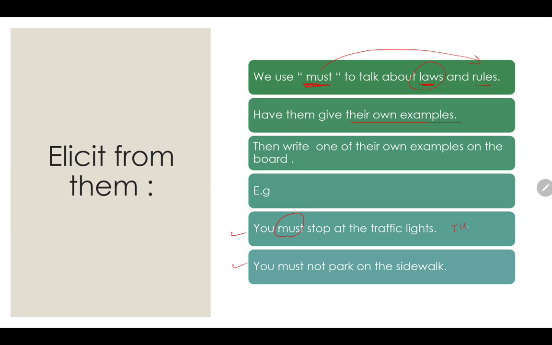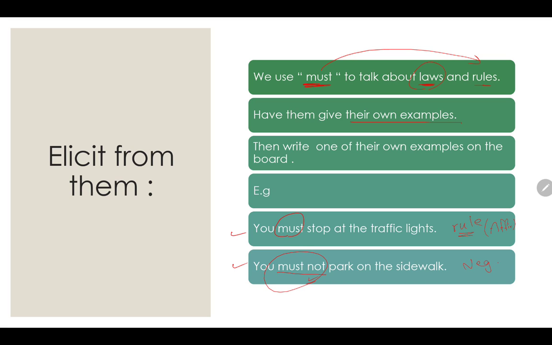It's a rule. If you don't do that, you may pay a fine. So with must, we can have it in the affirmative form, or in the negative form. You mustn't park on the sidewalk. This is another rule in the street.